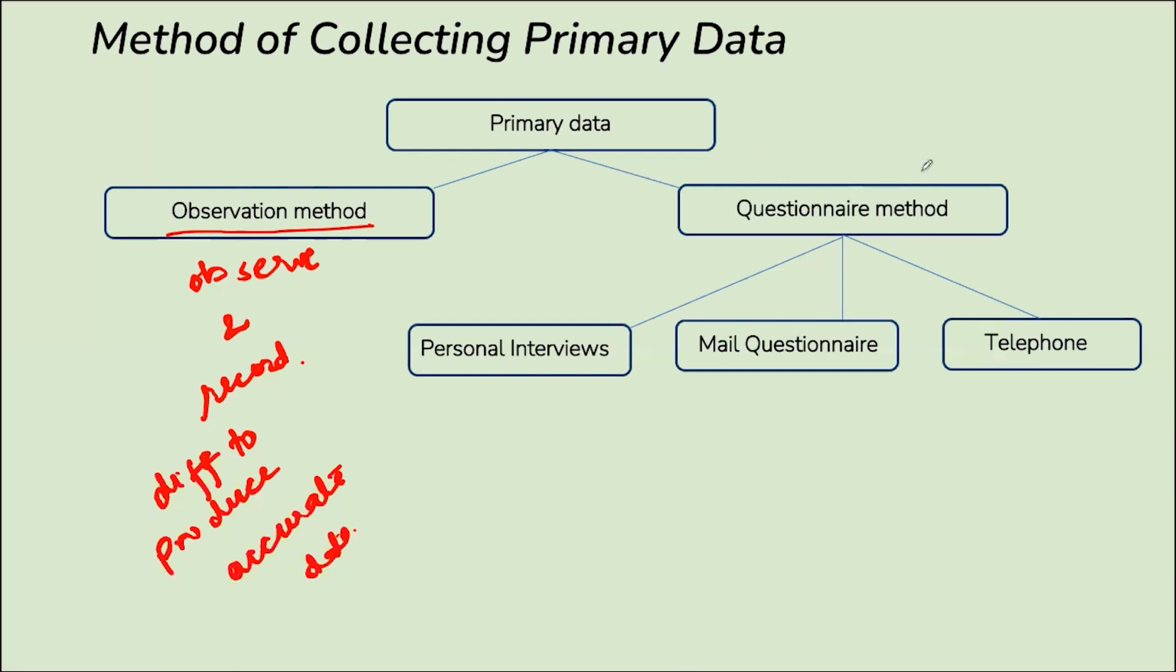So the second method is the questionnaire method. This questionnaire method is divided into three parts: the personal interviews, then the questionnaire is mailed, and third is the telephone. Let us see all these three methods in detail. So what is the personal interview? Personal interview means face-to-face interview. When the face-to-face interview is done, it is known as personal interview. The interviewer sits face-to-face with the respondent and records his responses.